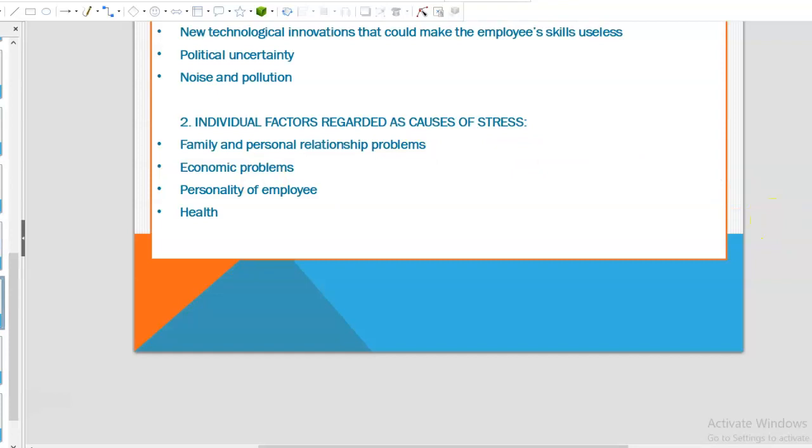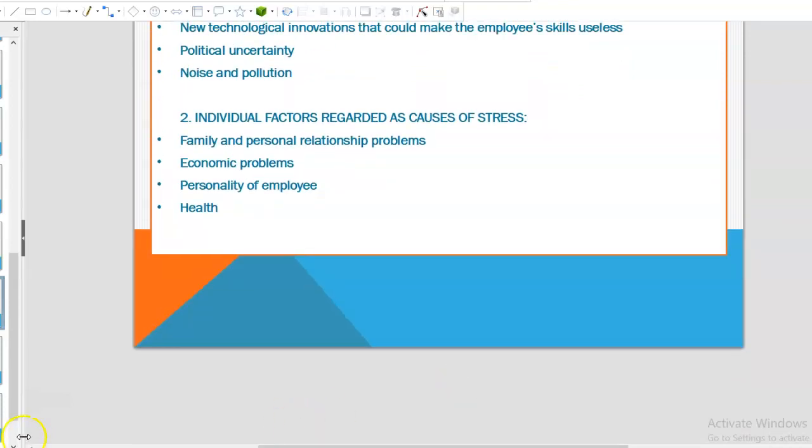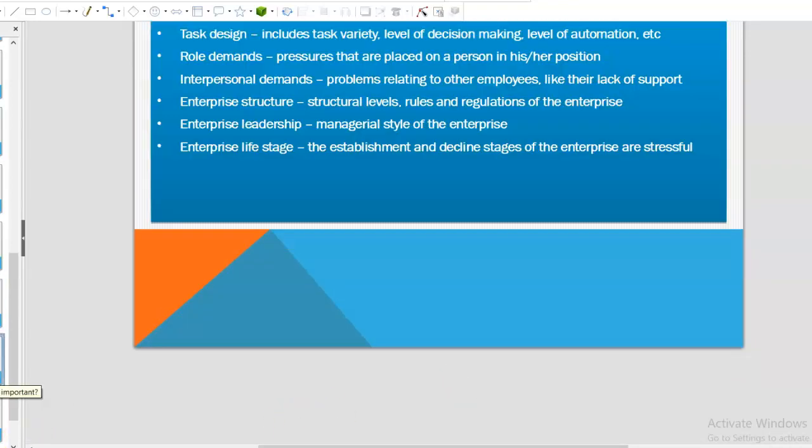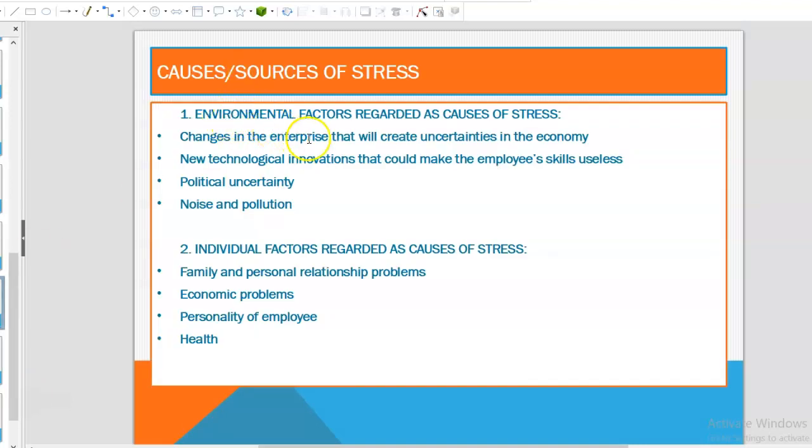Since we've now discussed stress, let's deal with the causes or the sources of stress. We have 3 causes or sources of stress, which are environmental factors regarded as causes of stress, individual factors, and the other part is the enterprise factors. So now let's go back and talk about the environmental factors.